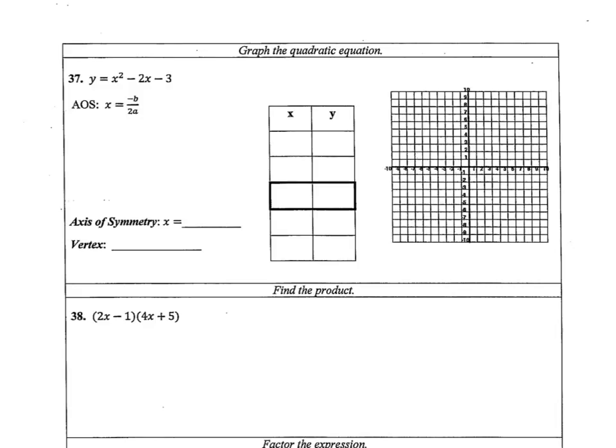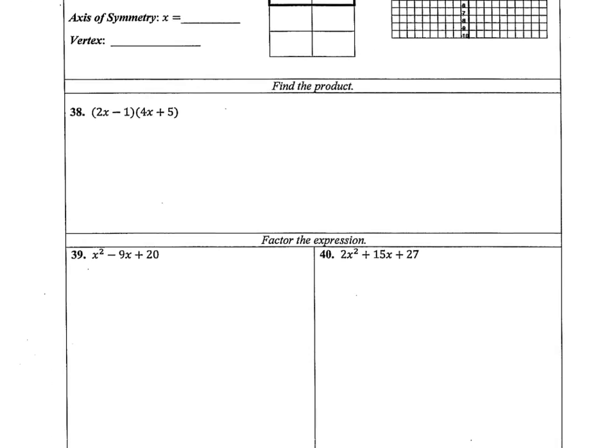On question number 37, you need to find the axis of symmetry and the vertex point. You can find the axis of symmetry by plugging the values into this equation here. You could put that number there, which would also be the x value of your vertex point. Then I would graph this in your graphing calculator, pull up the table of values, fill in the rest of your coordinates, and graph them.